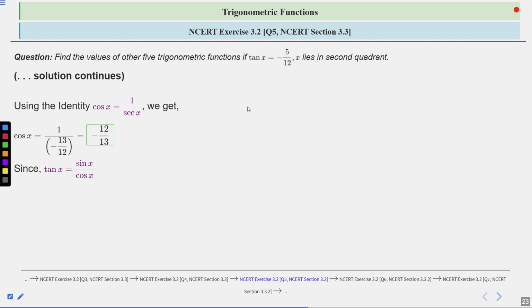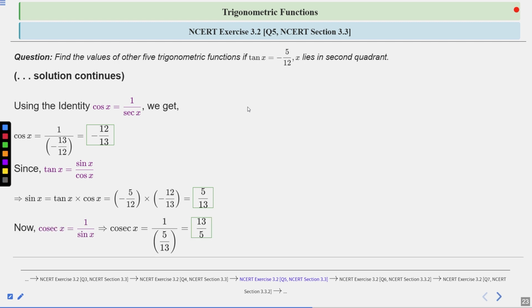Since tan x equal to sin x upon cos x, therefore sin x will be equal to tan x into cos x, which is equal to minus 5 by 12 into minus 12 by 13, which is equal to 5 upon 13.